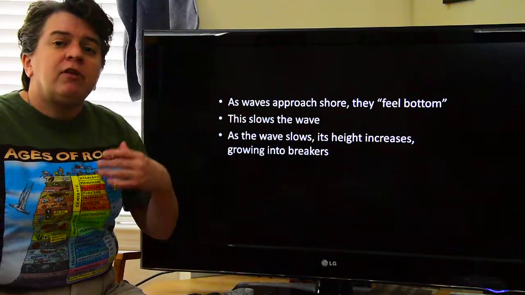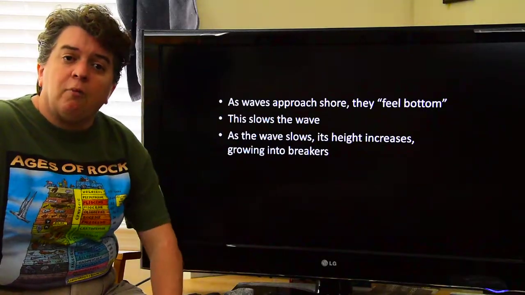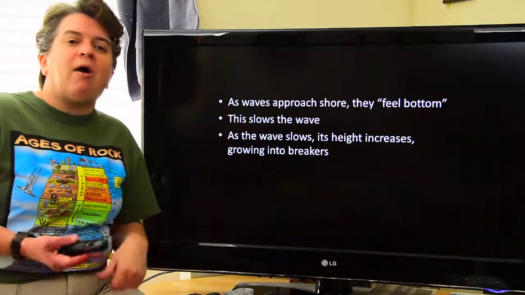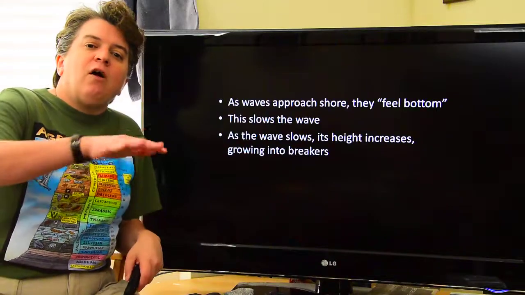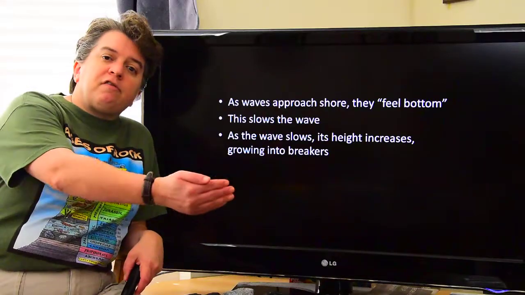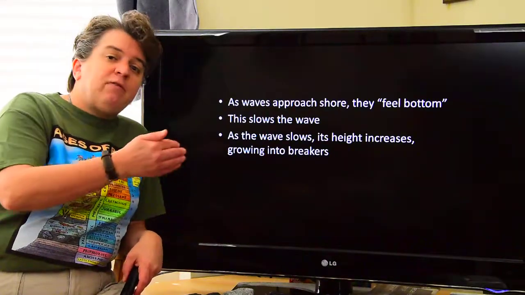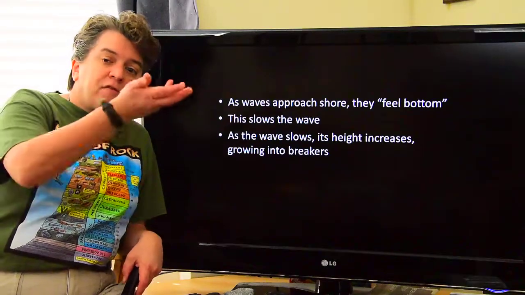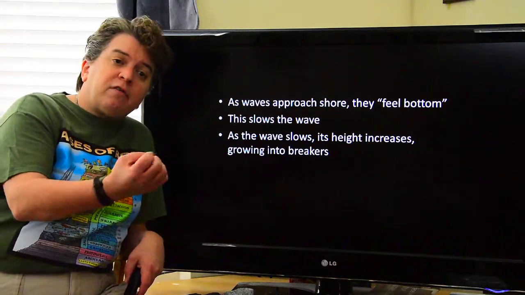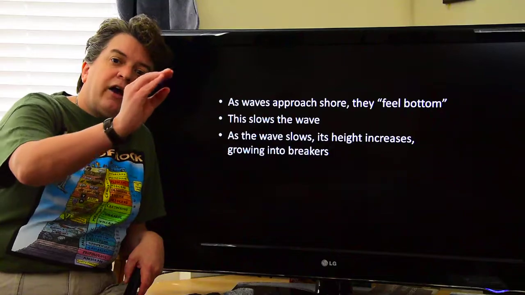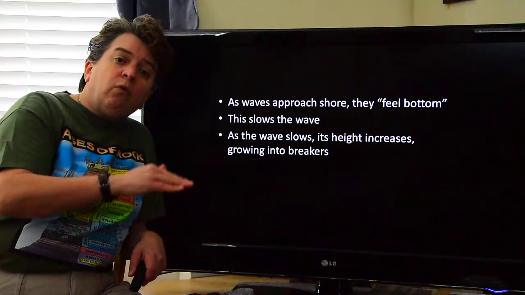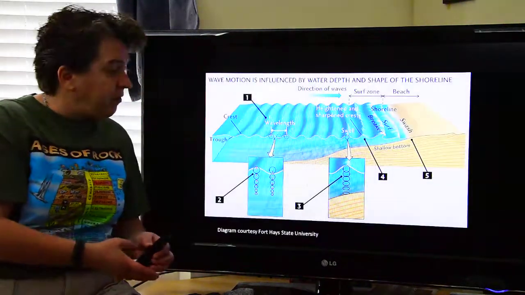Now, waves do change characteristics as they come on shore. As the waves approach the shoreline, they feel bottom. And what feeling bottom means is wave base encounters the bottom of the ocean. And this is going to slow down the wave. And as the wave slows down, its height starts to increase. So if you ever go to the ocean and watch the waves come in, you're going to see this point where the waves start rising higher and then curling over into what are called breakers. At that point, you know wave base is encountering the bottom of the ocean.